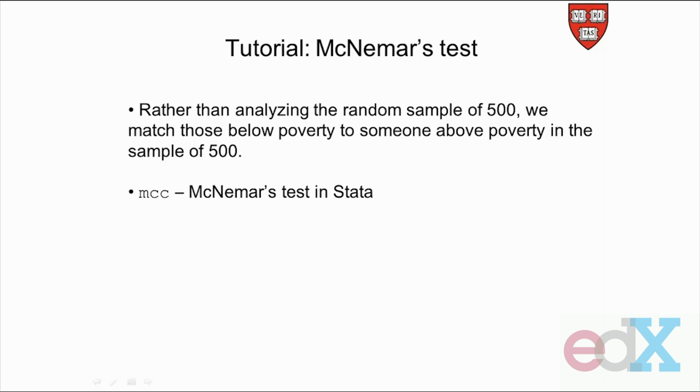In this tutorial, we're going to look at inference for matched data using McNemar's test. Again, we're going to use the CHIS health disparities example, but we're not going to look at this random sample of 500 people anymore. We're actually going to switch up the data set instead. We're going to start with these 500 people, but then we're going to restrict to the population of those who are below poverty. Then we're going to go into the data set, take those below poverty, and then find a match for them who is above poverty.